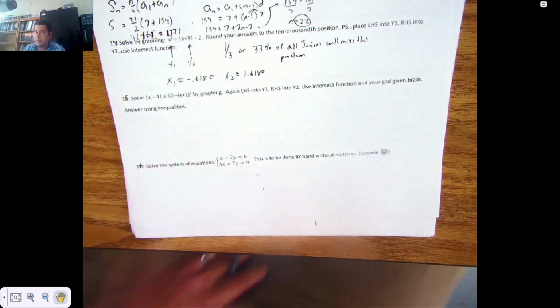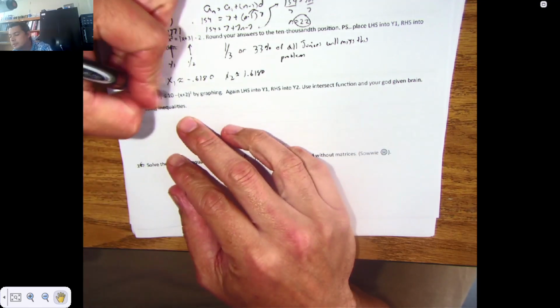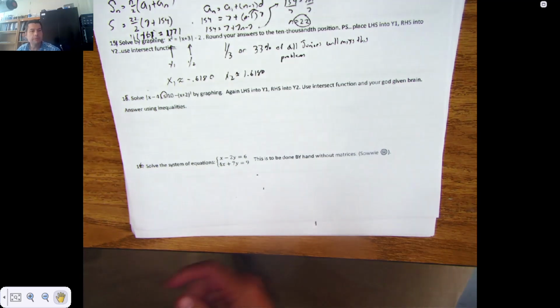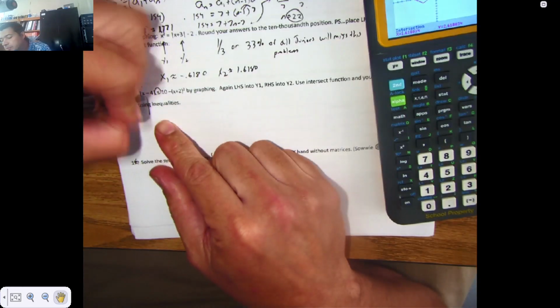All right, moving on to the next one. Solve this equation by graphing. You notice it's got the inequality symbol? I'm sure somebody will ask me where I put that in on a calculator, and you don't. You just have to use your brain.